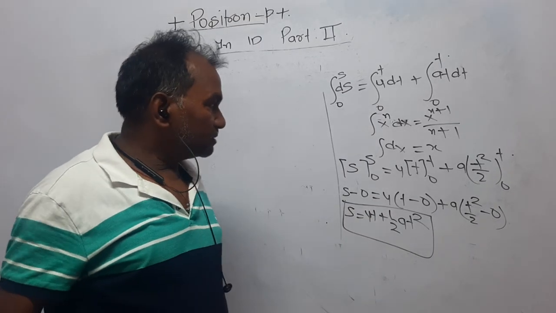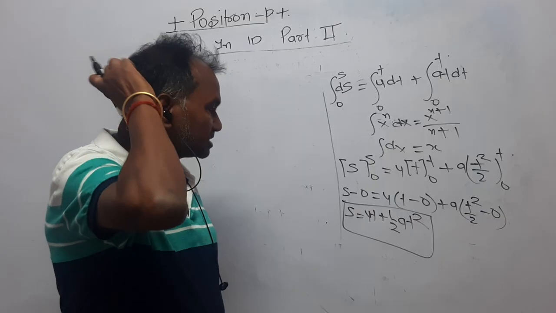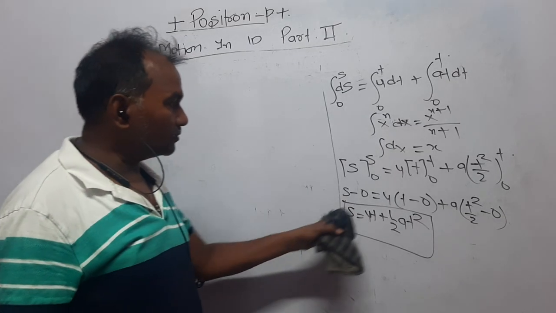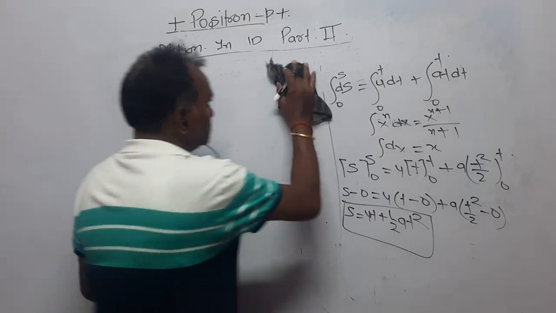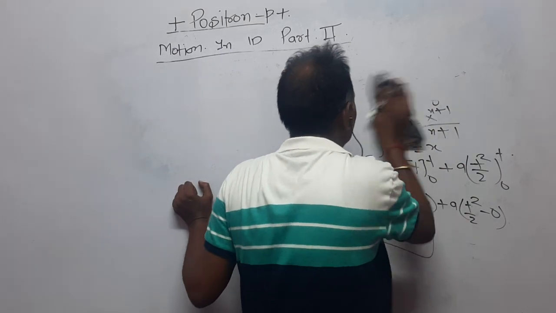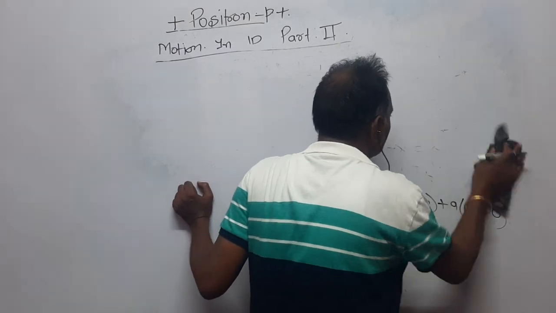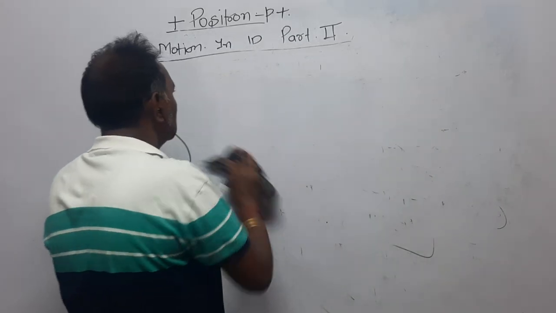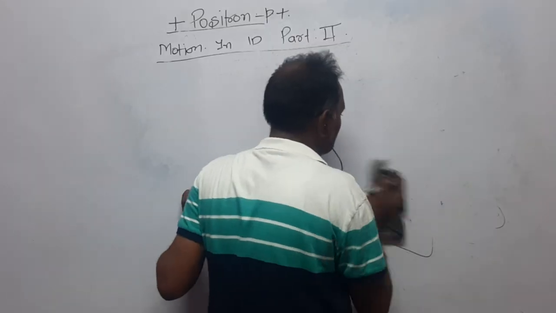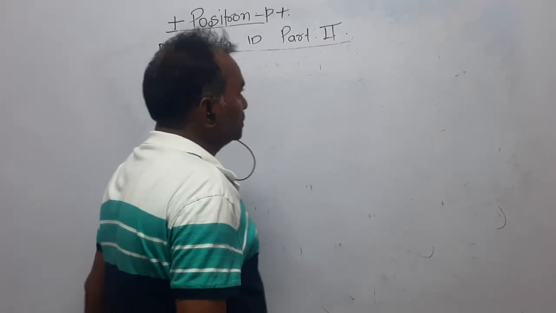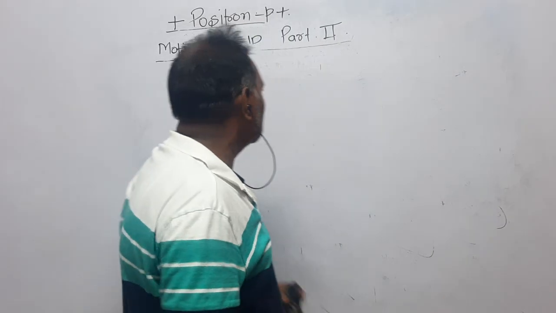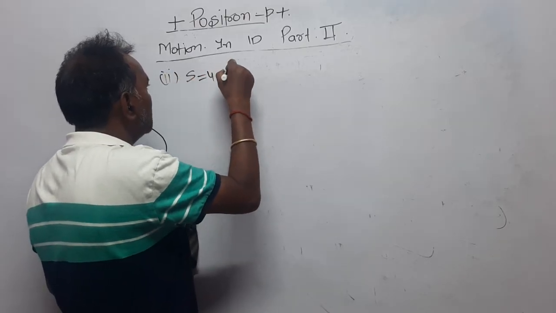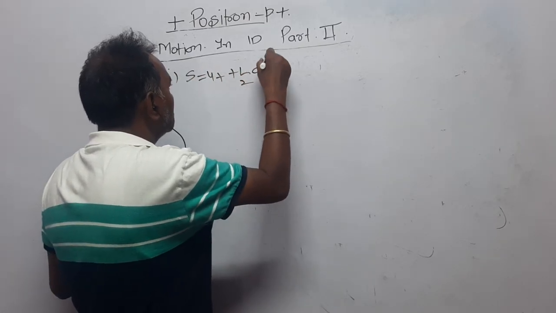s equals ut plus half at square. This is the equation. Now, dear students, how will you plot this equation? Look here. Easily you can plot this. When you are going to plot this equation, s equals ut plus half at square, right?